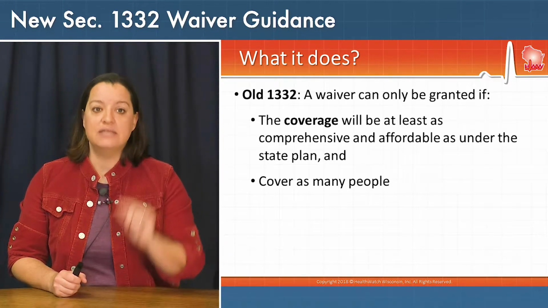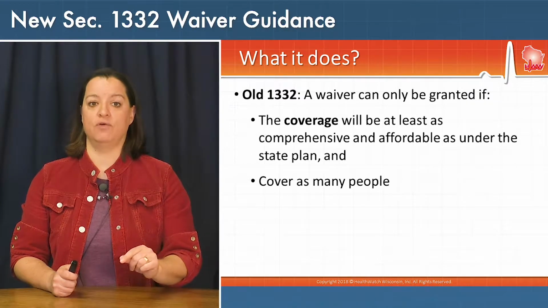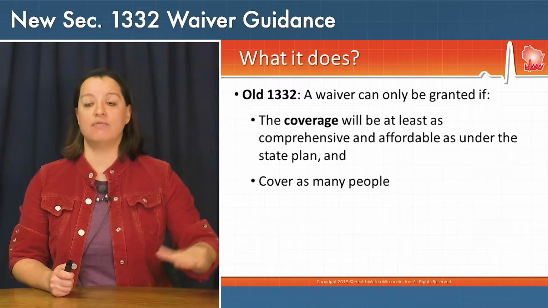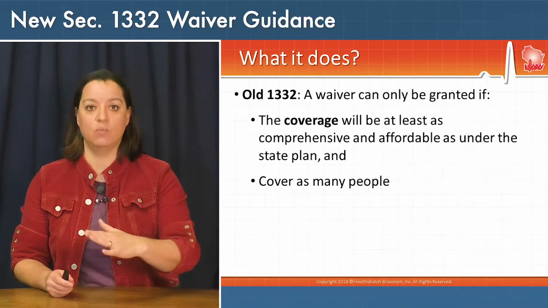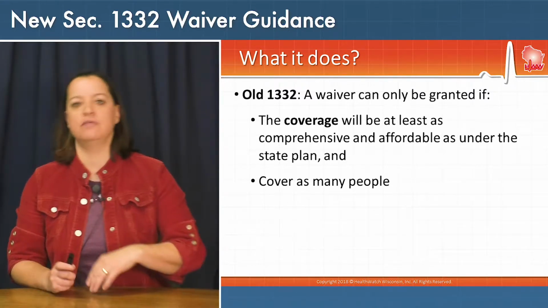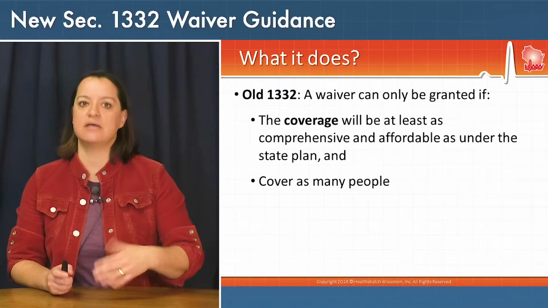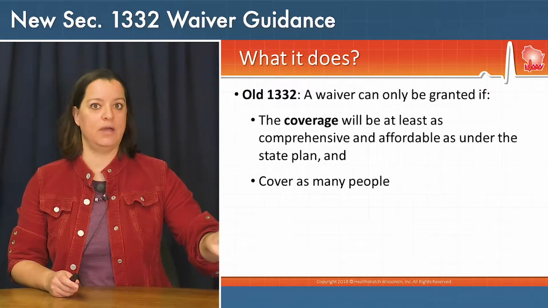The language says a waiver can be granted if the coverage will be at least as comprehensive and affordable as under the state plan and cover as many people. That's 1332 now. So you can see those guardrails being worked into the language: a waiver can include some changes to the Affordable Care Act, but it has to be at least as comprehensive and as affordable and cover as many people. That's where we are now.